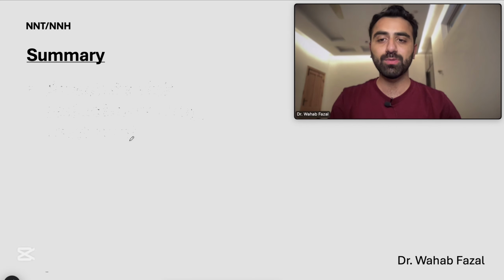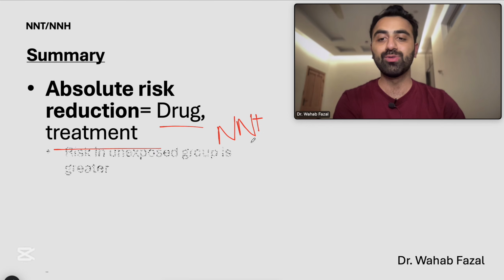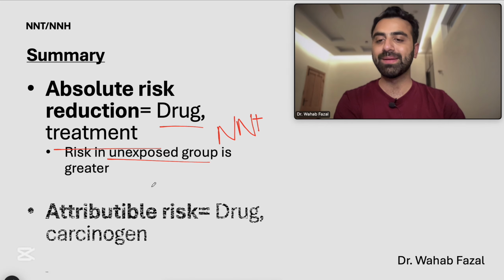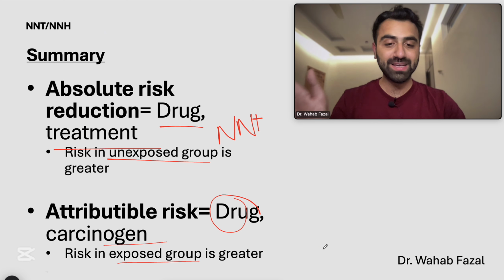So what's the takeaway from this lecture? Absolute risk reduction is for drugs and treatment, and they absolutely treat the patient, and therefore what relates to this is number needed to treat. Risk in the unexposed group is greater because they're not getting the medication. Attributable risk is for drugs and carcinogens, and the risk in the exposed group is greater because they might develop the disease because you're giving them something bad.